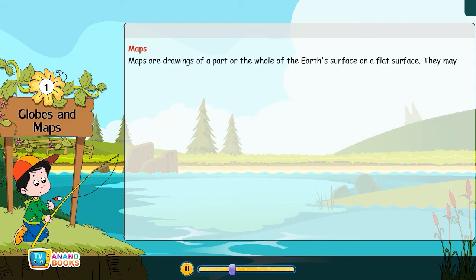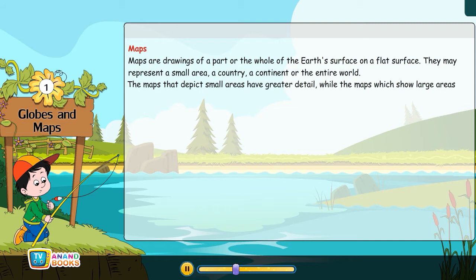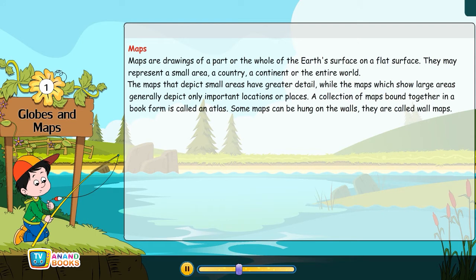Maps. Maps are drawings of a part or the whole of the earth's surface on a flat surface. They may represent a small area, a country, a continent, or the entire world. The maps that depict small areas have greater detail, while the maps which show large areas generally depict only important locations or places. A collection of maps bound together in a book form is called an atlas.